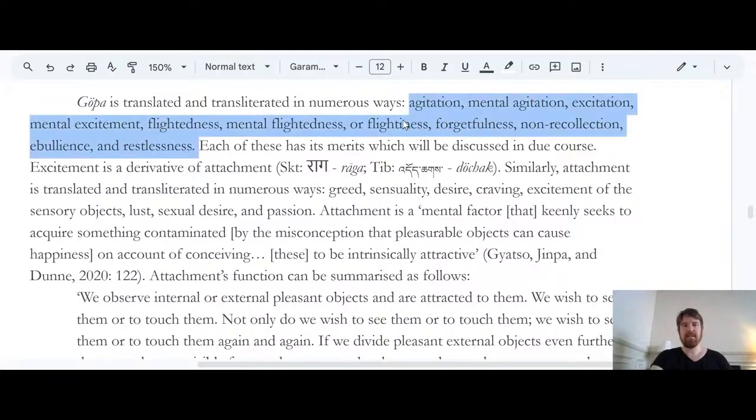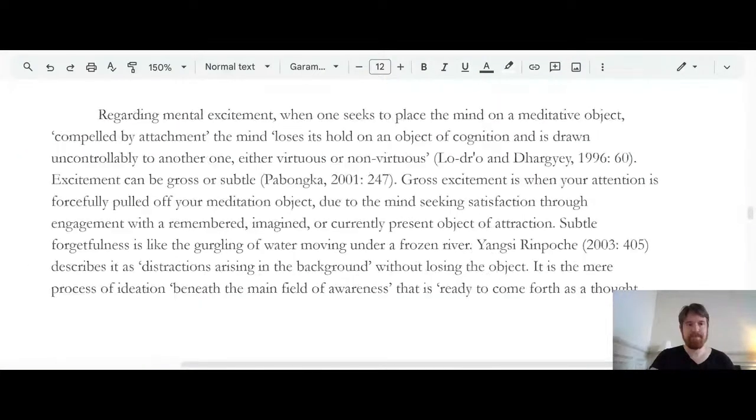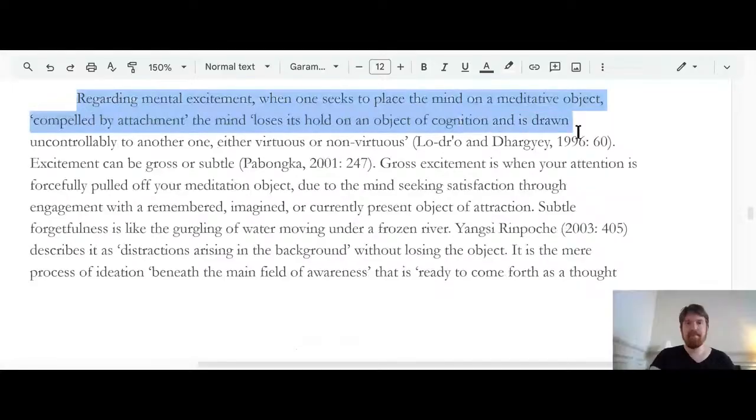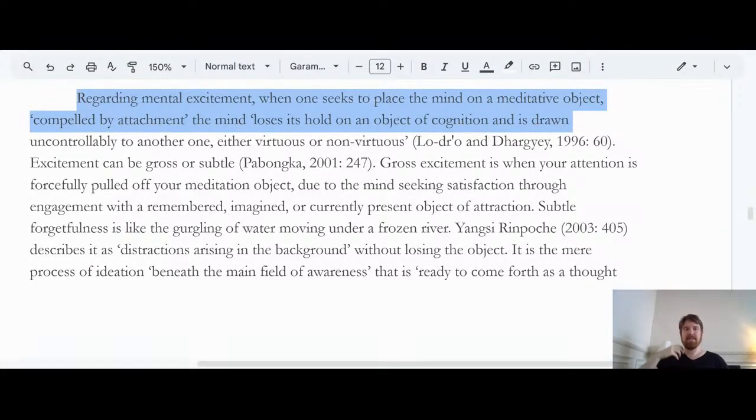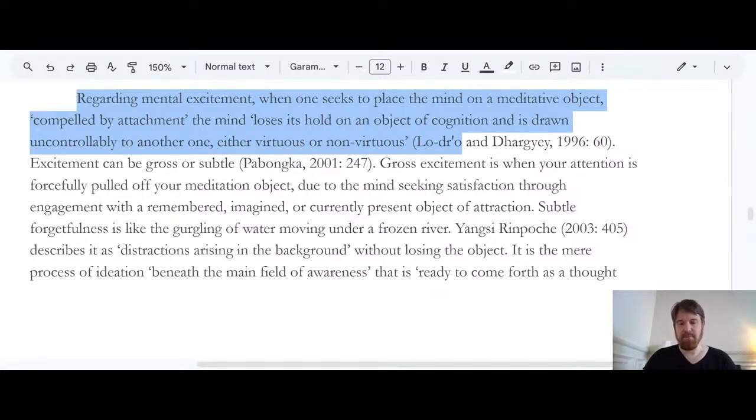So mental excitement is this quality of mind that, to jump ahead a little bit, to place your mind on a meditative object, your mind is compelled by attachment, which is another technical term, to lose its hold on the object of cognition, and is drawn uncontrollably to another object, which can be either virtuous or non-virtuous. So, for example, you could be really excited by the fact that you did a lot of Vajrasattva prayers, or that you were working really hard in your meditative practice yesterday, and you think, oh yes, I did so good with my meditation yesterday, and that thought pulls you off of the selected object.